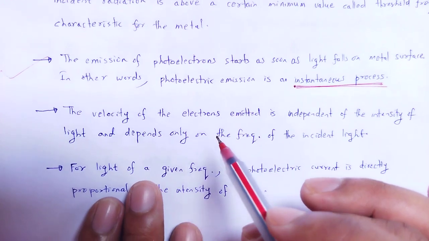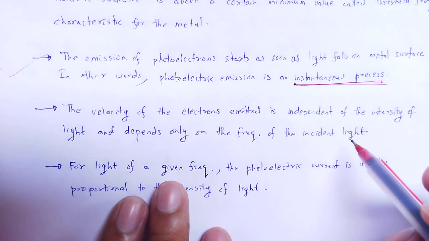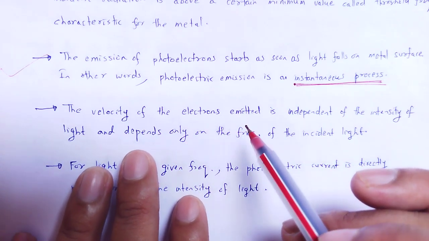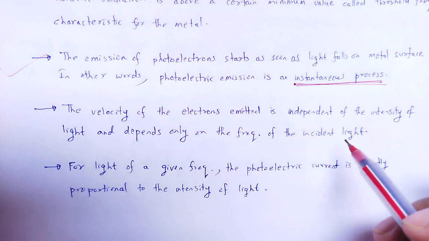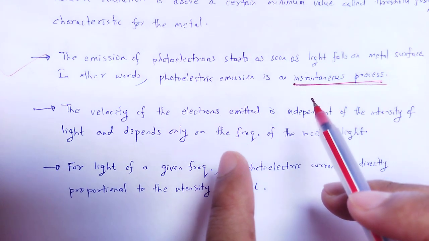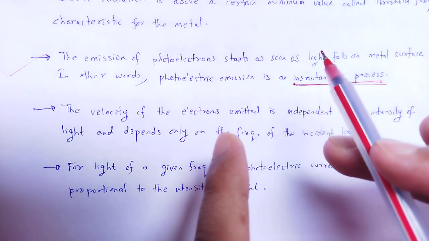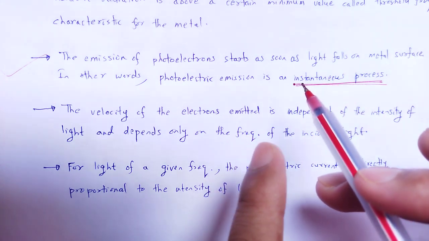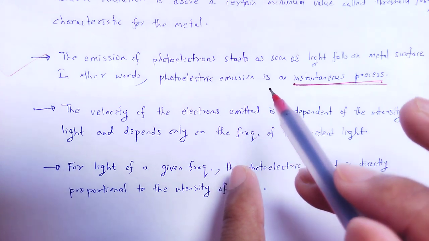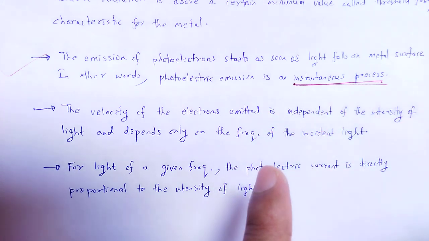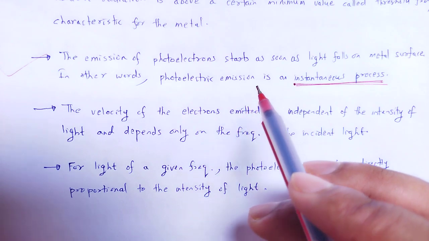Third one, the velocity of electrons emitted is independent of the intensity of light, but depends only on the frequency of incident light. When we shine light, the velocity depends upon the frequency of the incident light. If it is more, then the velocity will be more. If it is less, then it will be less. In such a manner, the velocity of electrons ejected from the metal surface depends upon the frequency of the incident light, but it does not depend upon the intensity of light.